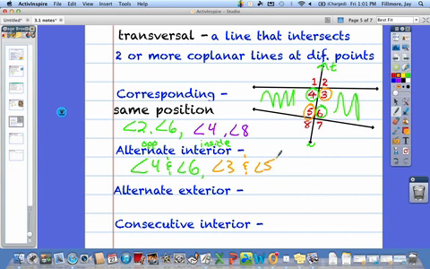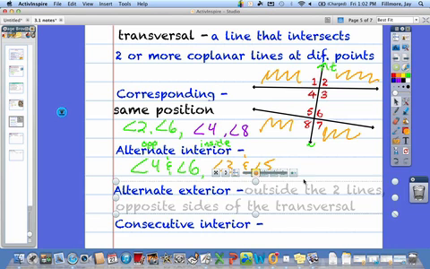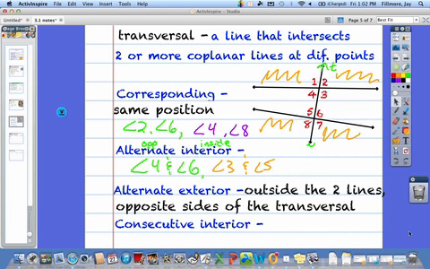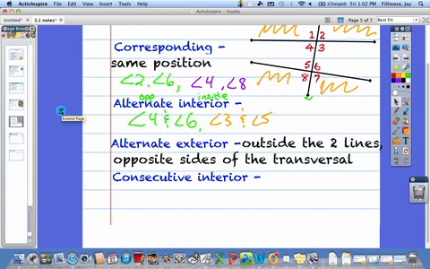Well, if alternate interiors are on alternate sides of the transversal inside, then alternate exteriors are the outside portions out here, on alternate sides of the transversal. That's what alternate exteriors are: outside of the two lines, on opposite sides of the transversal. Let me scroll just a little bit here. If you need to pause it to copy that definition down, go ahead, because I'm going to go and hide it again.